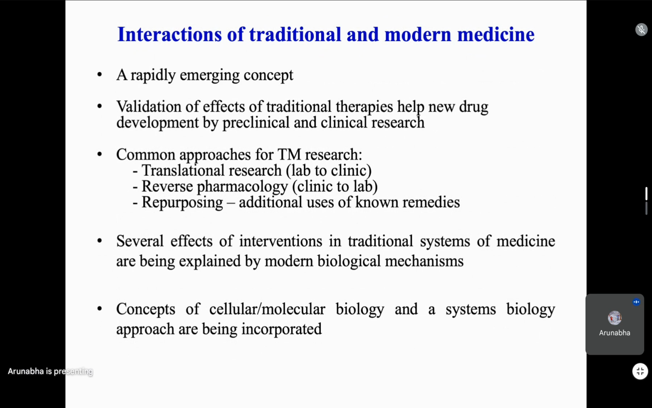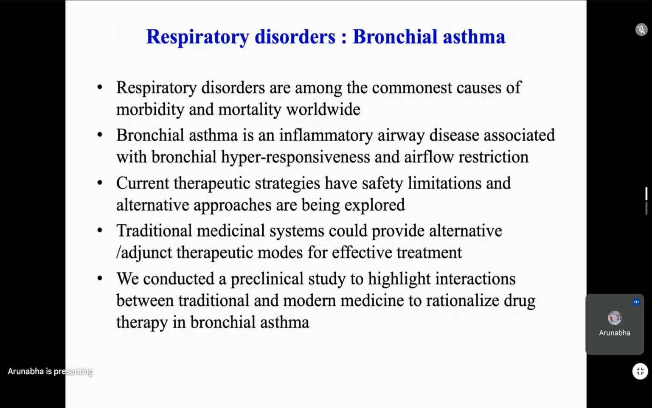So several interventions in traditional systems of medicine are being explained by modern biological mechanisms. Cellular and molecular biology and systems biology approaches are being incorporated into traditional medicinal system research. Now, the topic of today's lecture, the example that I've given, is bronchial asthma, because respiratory disorders are so common all over the world because of their morbidity and mortality. And bronchial asthma is a disease which involves the airways: inflammation, hyperresponsiveness, and airflow restriction.